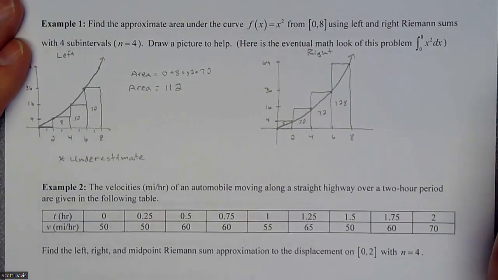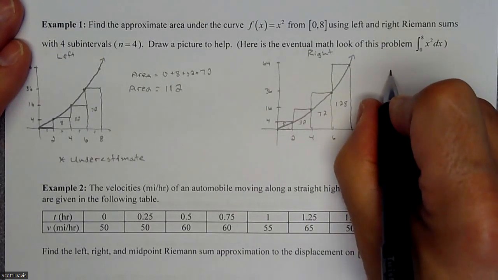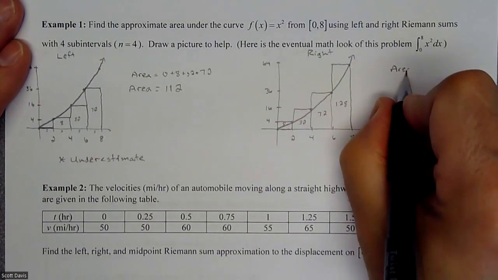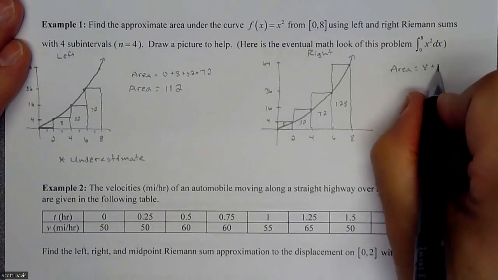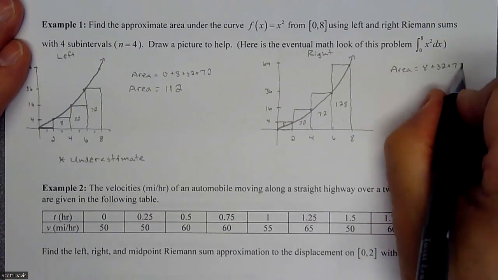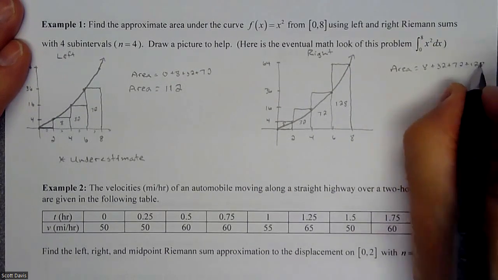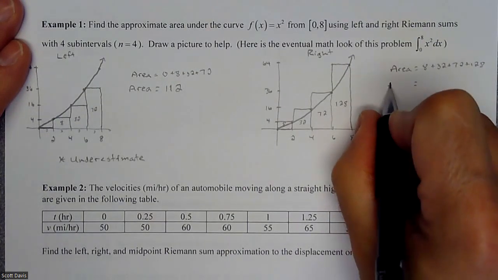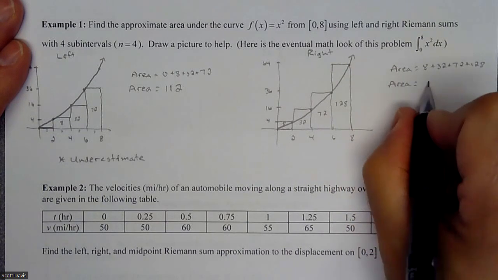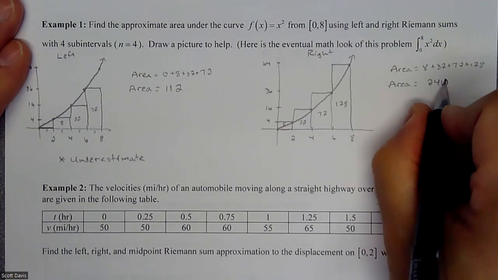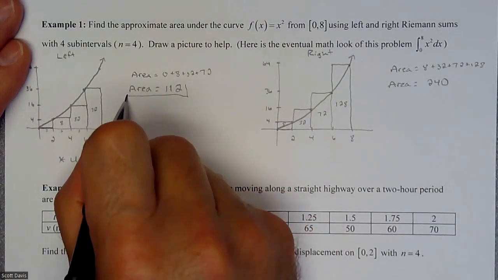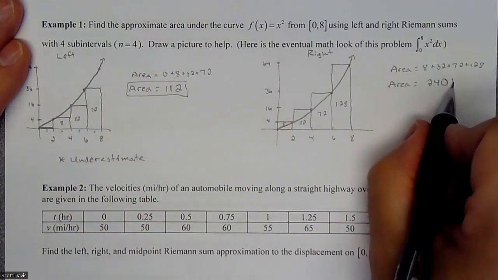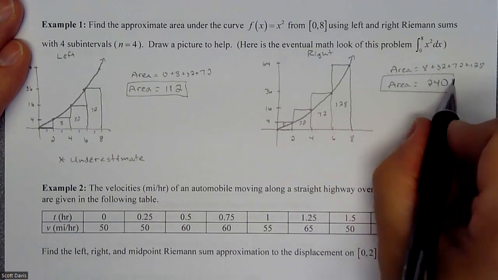So that's going to give a very different area. So this time our area is going to be 8 plus 32 plus 72 plus 128. If you add all that together, our area is 240. Now that's a very big difference between those two. We have an area of 112 for a left Riemann sum. We have an area of 240 on a right Riemann sum.